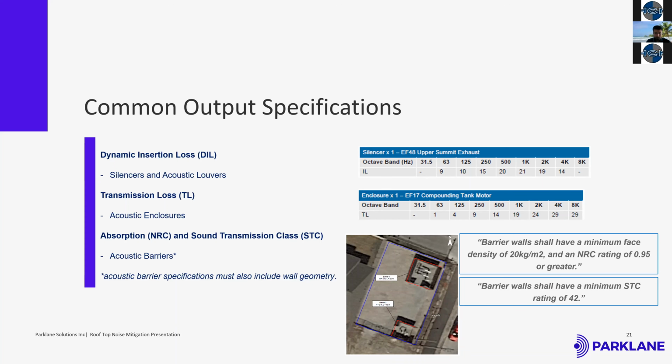The graph shown here is an example of how the noise level or the insertion losses will be provided to a noise solution provider. It would typically be in octave bands. In some instances, it could even be in one-third octave bands, which are even smaller bands.